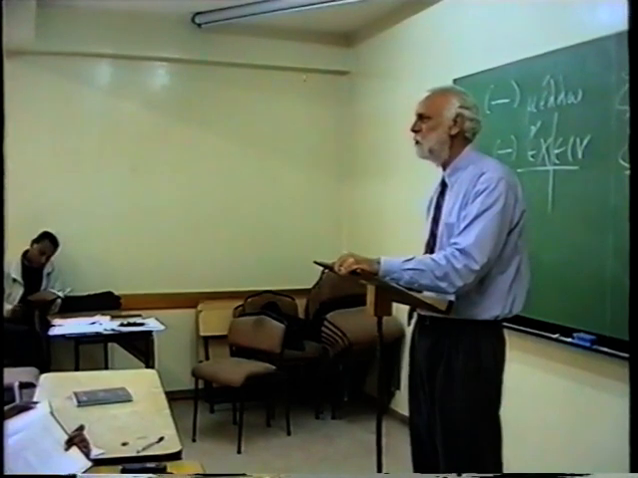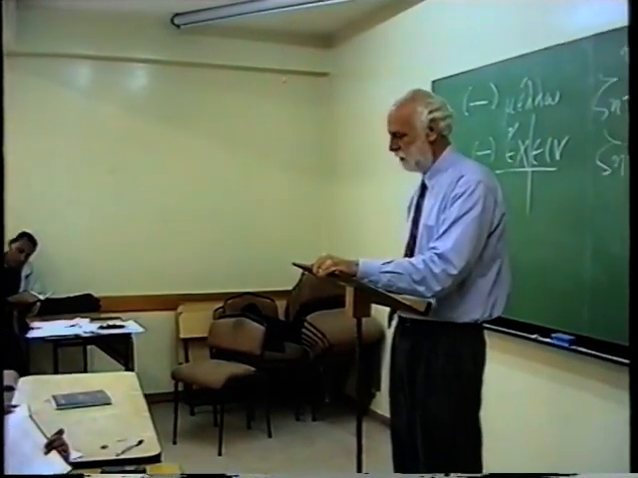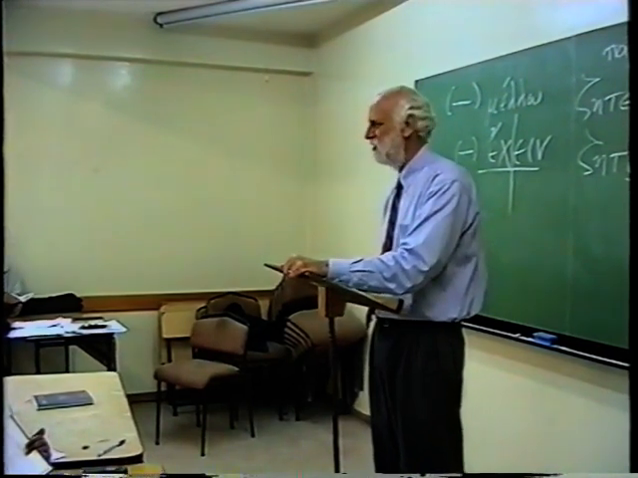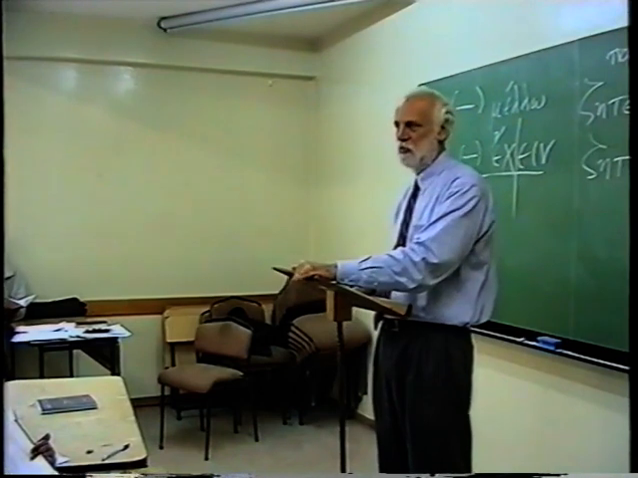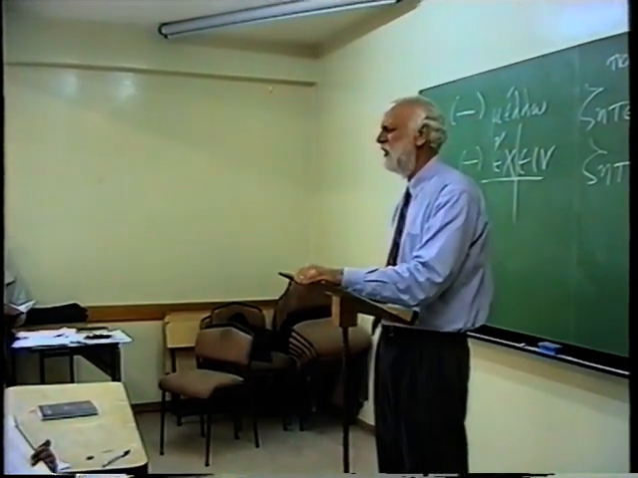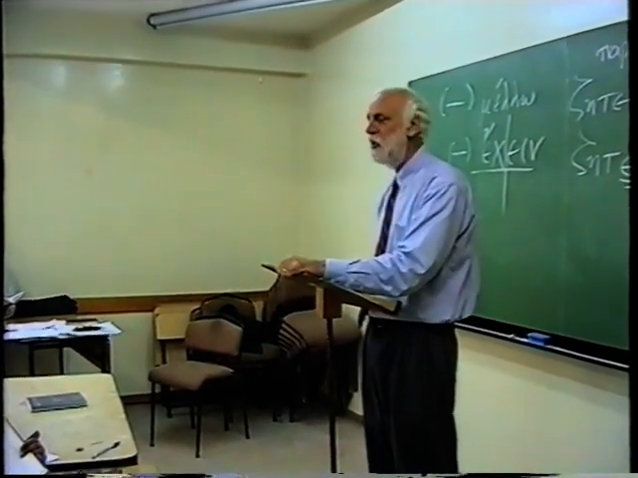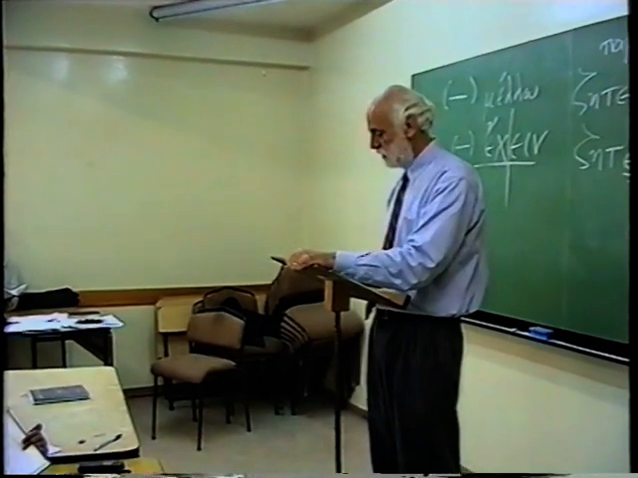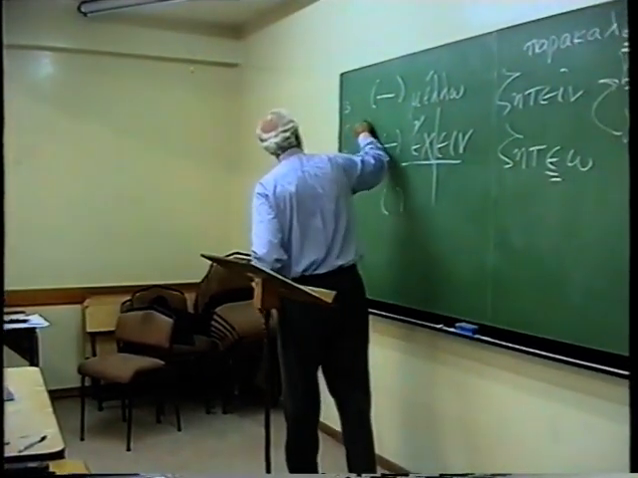Eklethete. Look at the last word. Eklethete. Let's see if we can parse that one. What tense do you think it is? It is aorist. What voice might you think it is? It is passive. And the mood is indicative. The te will tell you its person and number. Second plural. And the source is, it's another contract verb.